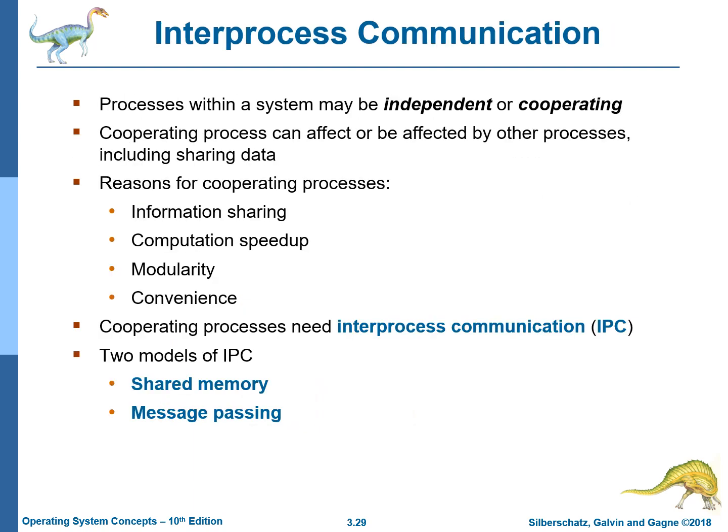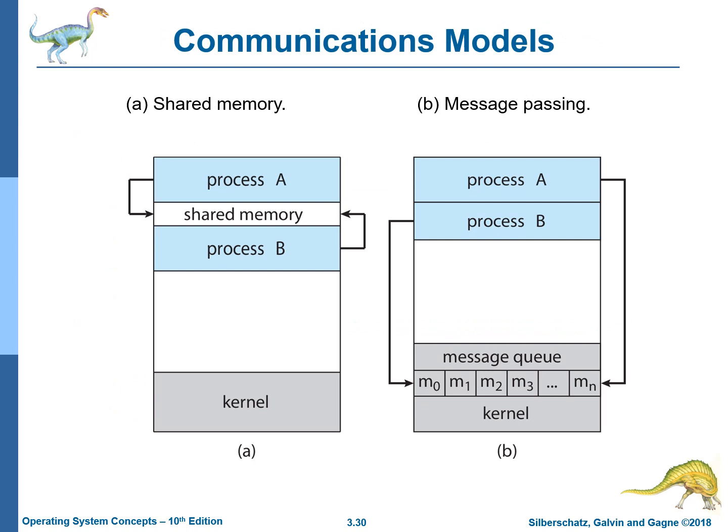Inter-process communication. Processes within a system may be independent or cooperating. A cooperating process can affect or be affected by other processes, including sharing data. Reasons for cooperating processes are information sharing, computation speed up, modularity, convenience. Cooperating processes need inter-process communication, and there are two models of IPC: shared memory and message passing. We can see here communication models for shared memory and message passing.